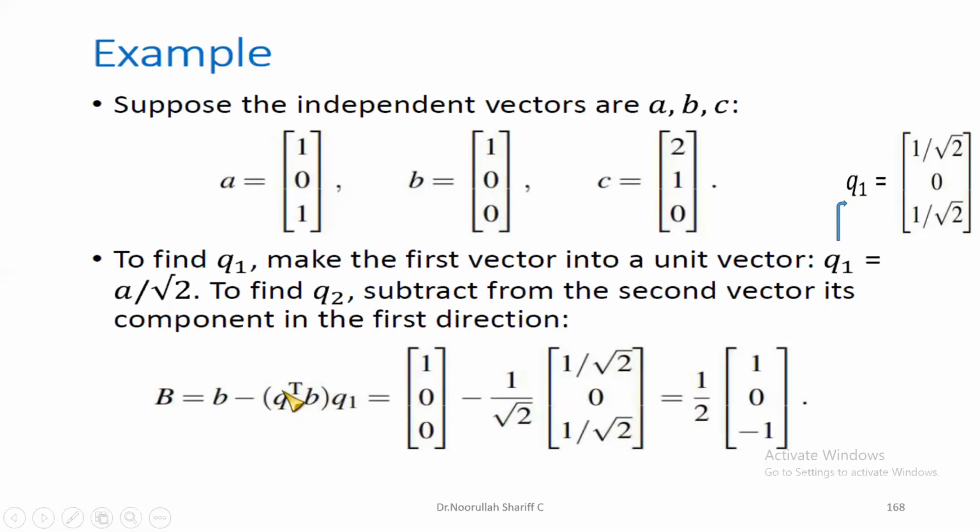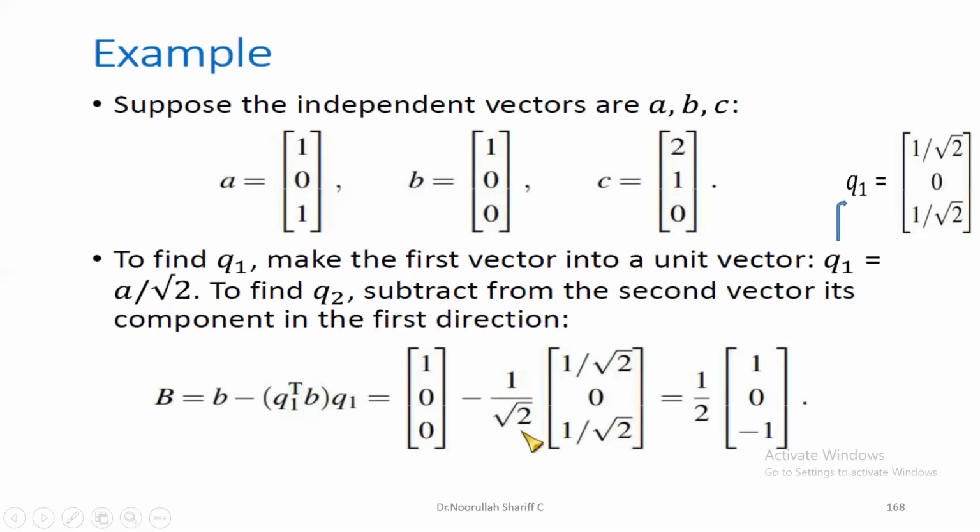and b is 1, 0, 0. Then Q1 transpose b. Q1 is this. If you take the transpose of this and multiply with the b value, which is 1, 0, 0, we'll get just 1 by root 2 into 1 plus 0 into 0 plus 1 by root 2 into 0, and that will be just 1 by root 2. So that 1 by root 2 is written over here, and Q1 is reproduced as it is from here.